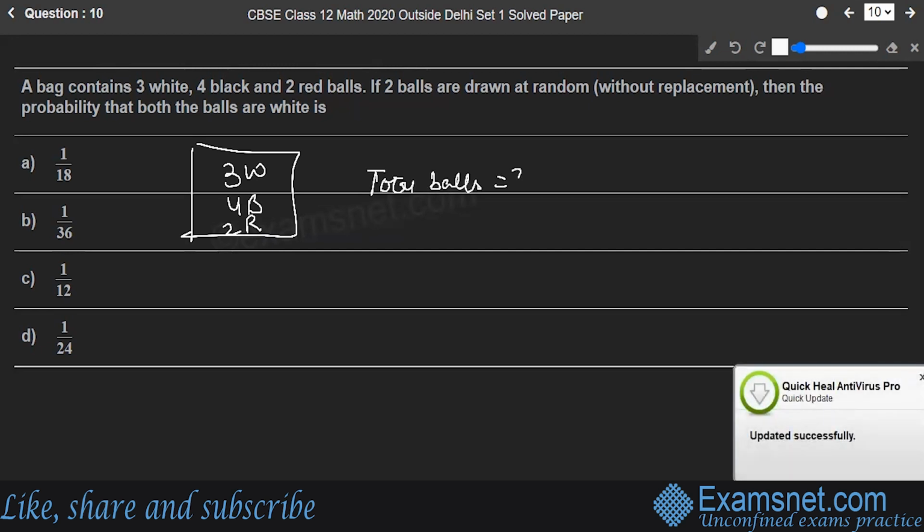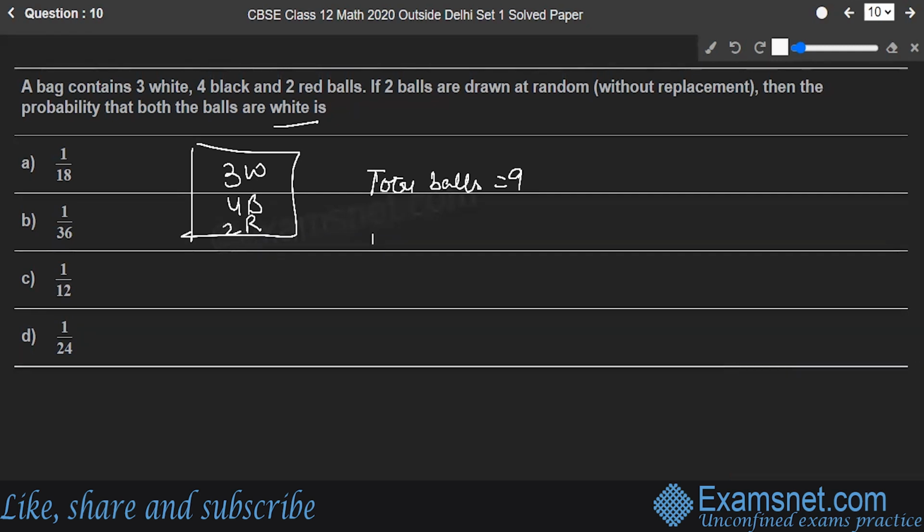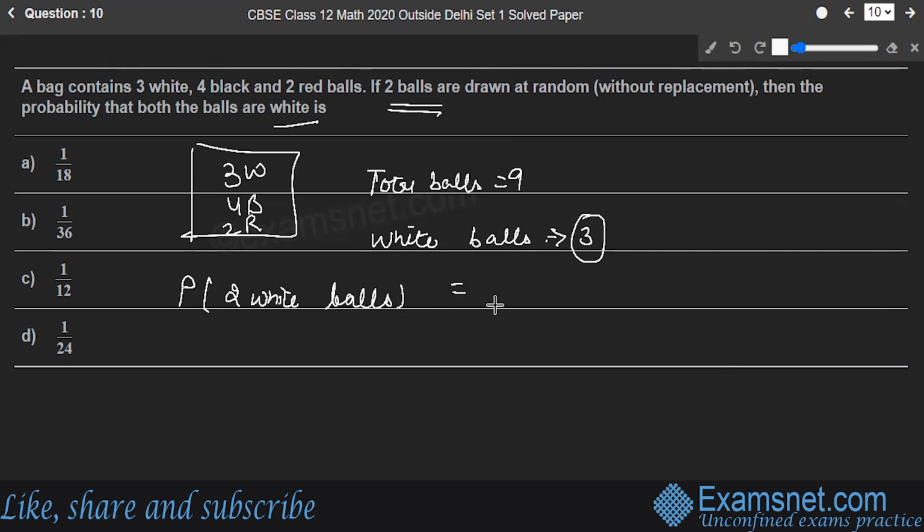Balls is equal to 9, and you have to withdraw 2 balls from the bag, and the probability that both the balls are white. How many white balls are there? There are 3 white balls. Okay, so you have to withdraw 2 balls. What is the probability of withdrawing 2 white balls? That will be the number of favorable cases, which is equal to 3C2, because out of 3 white you have to withdraw 2 white balls, divided by total balls, 9C2. Out of 9 you have to withdraw 2 balls.